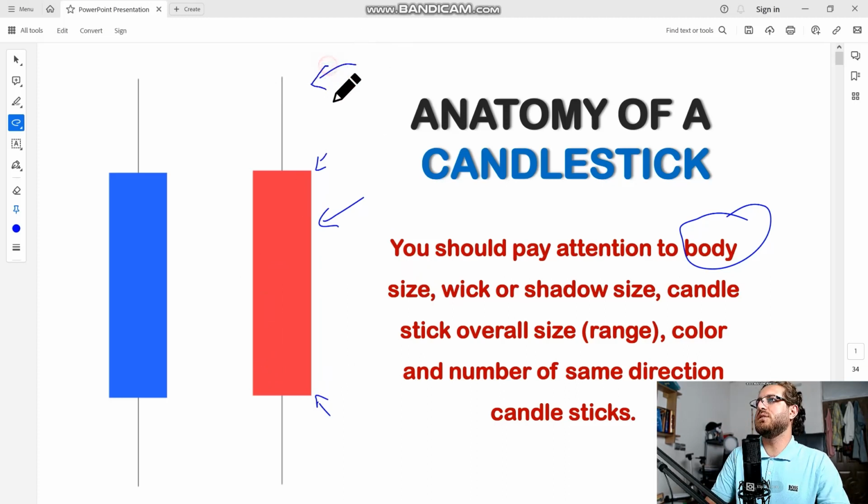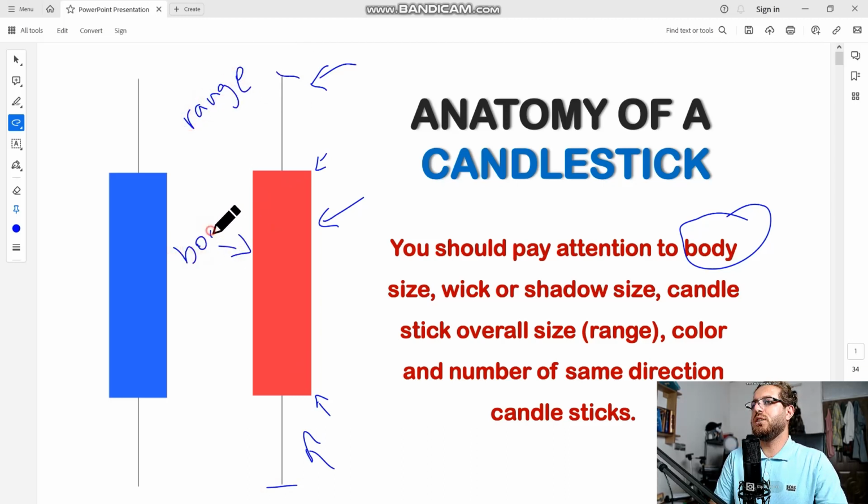For example, it is a good big candlestick with a healthy body, and the shadows or the wicks of the candlesticks. The overall size of the candlestick is named the range, and this thick part is the body, and these two wicks are the shadows. One of the most important things about the candlesticks is the number of candlesticks that are in the same color or in the same direction.